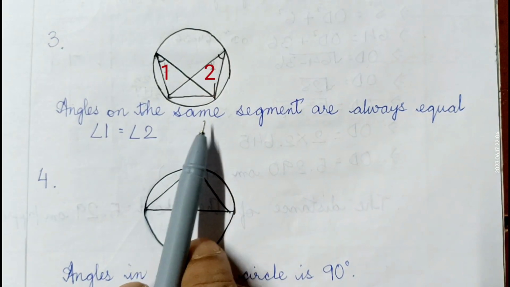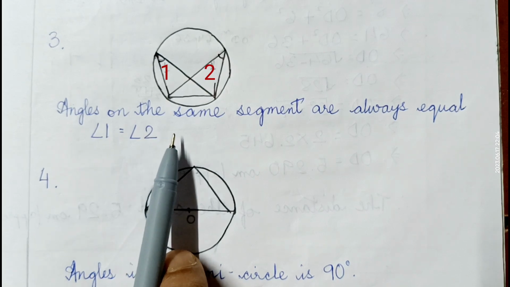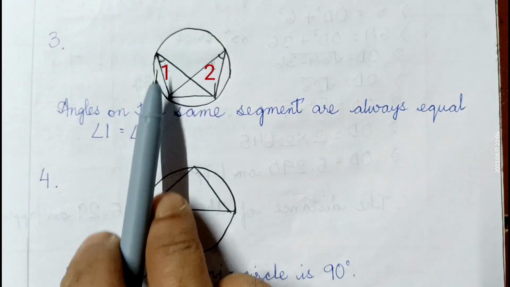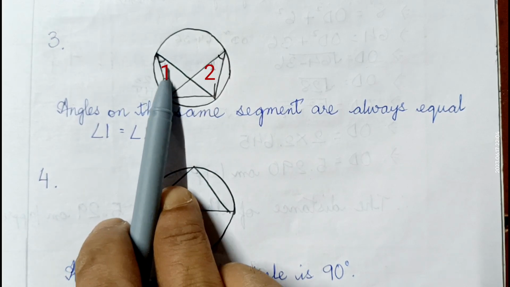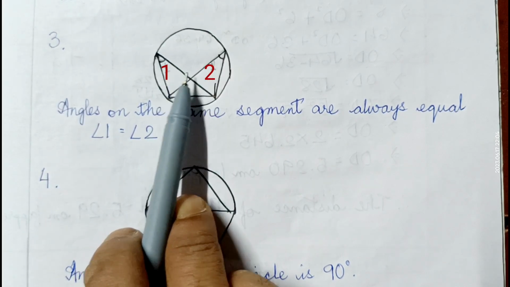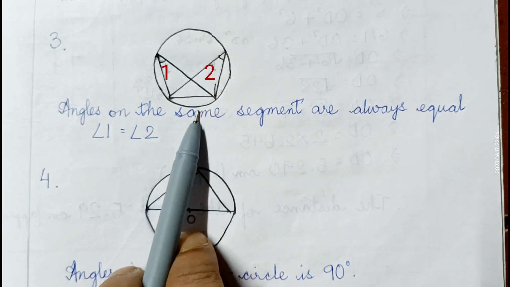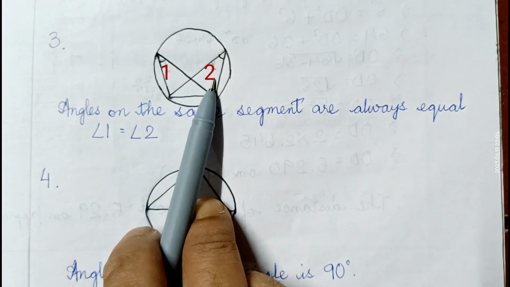Now the third property is that angles in the same segment of the circle are equal. Here in this circle, this is one segment and here I have drawn two angles. Angle 1 and angle 2 are drawn on the same segment, so angle 1 will be equal to angle 2.